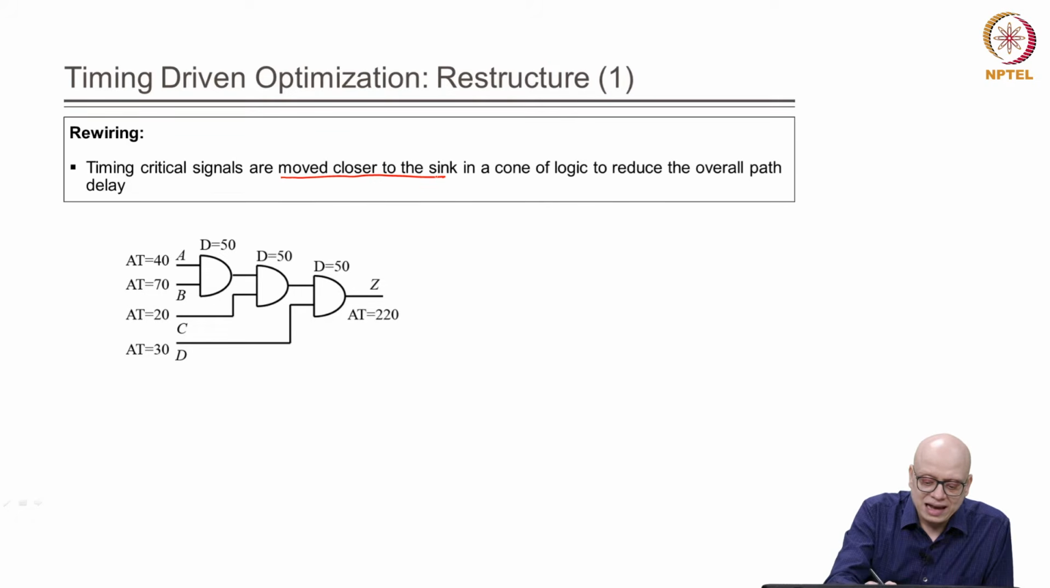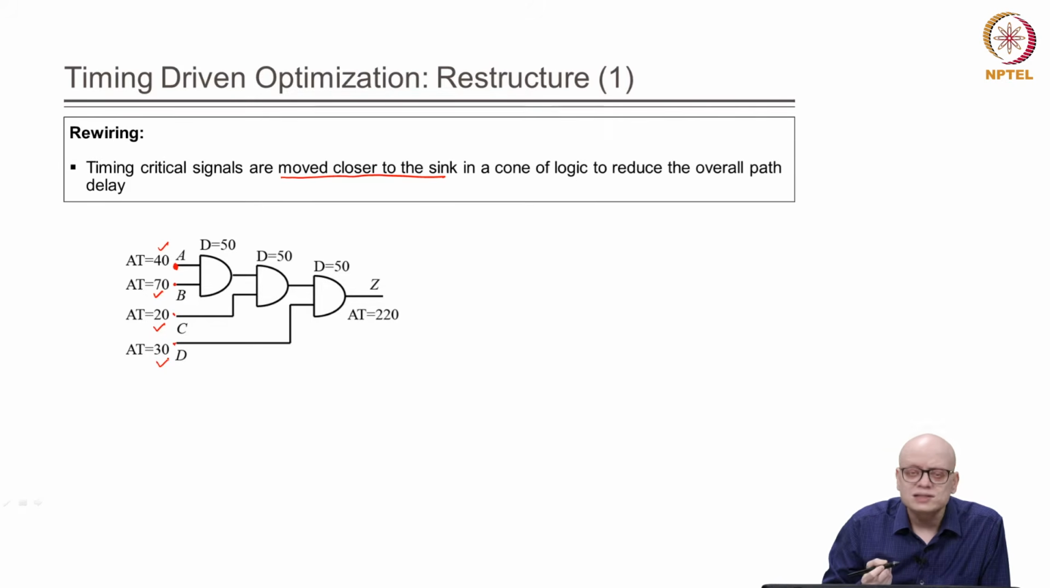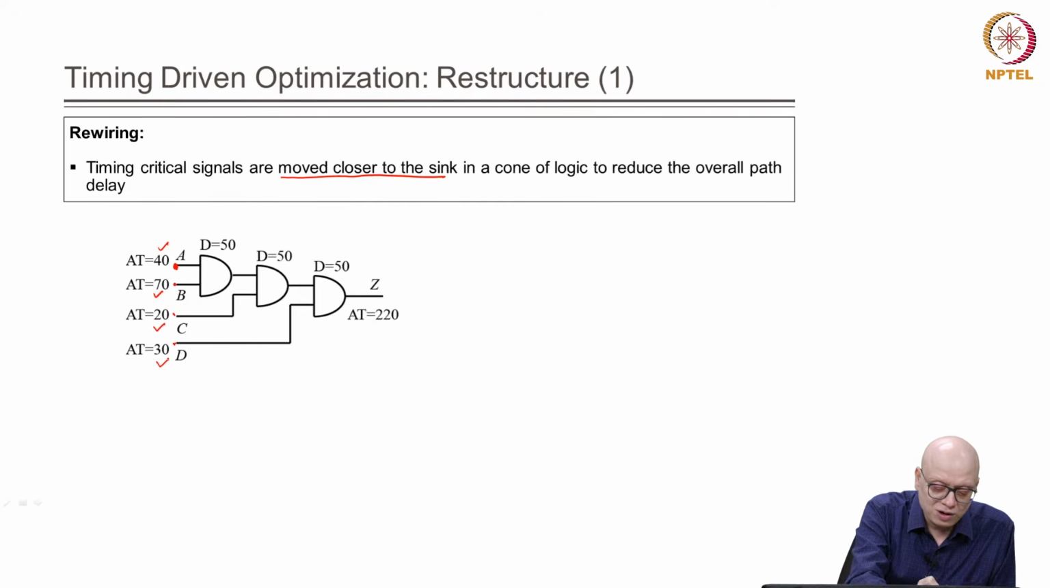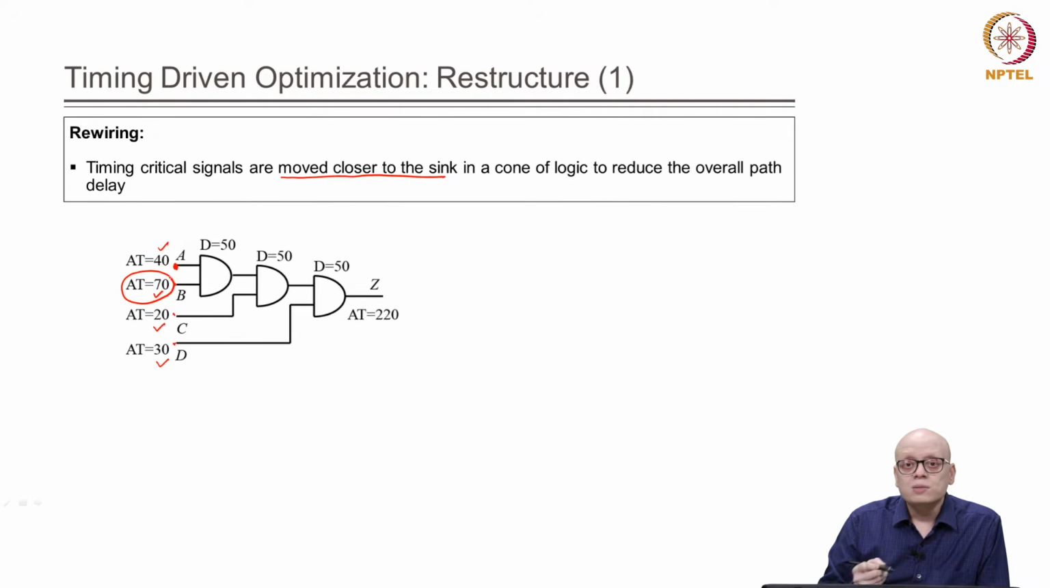So, there are 3 AND gates and the arrival time of the signal at A is 40, at B is 70, at C is 20 and D is 30. Now, out of these 4 signals, which one is most timing critical? The one which is most timing critical is the one coming at B. Why? Because the arrival time is maximum for this.